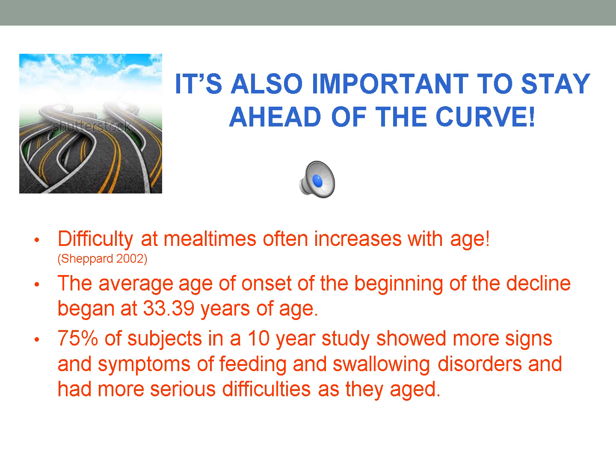I wanted to include this slide because we do work with an aging population, and it's important to know that everything changes as you age, including swallowing. Difficulty at mealtimes often increases with age, as does a lot of things. The average age of onset of the beginning of the decline began at 33 years of age. Some of you already might be past that. 75% of subjects in a 10-year study showed more signs and symptoms of feeding and swallowing disorders and had more serious difficulties as they aged, which makes sense.